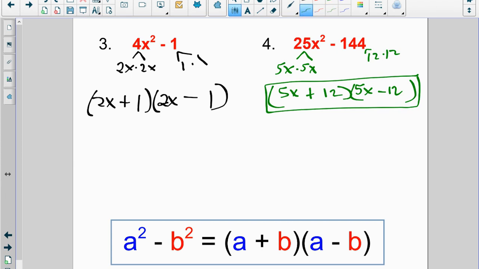You can always double check your work by using the area model to check and see if it actually equals what you started with. And if you're ever wondering, it certainly is a good thing to do. It's just to double check to be safe.